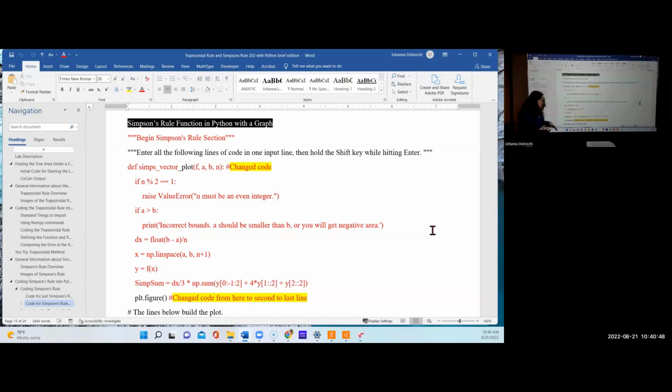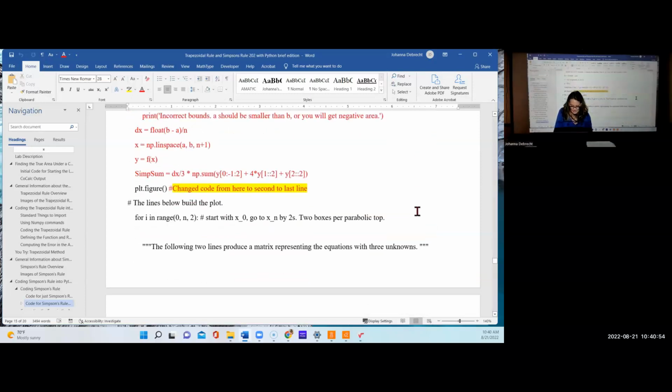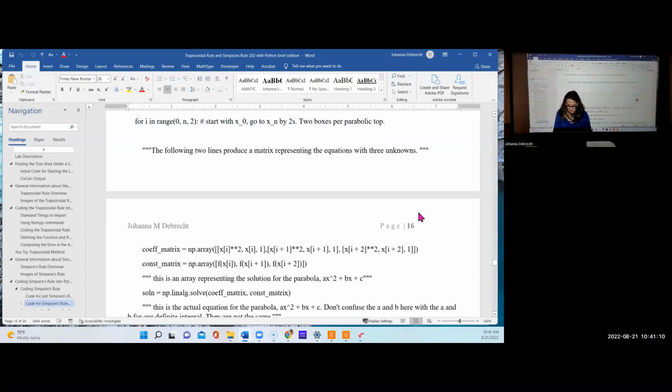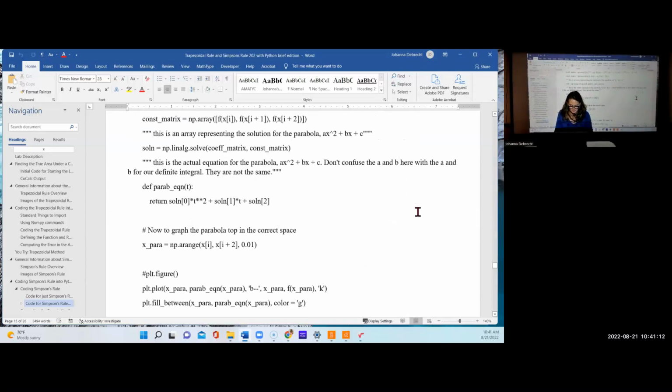Now we want to add in some code. So we want to plot a figure, and we've changed code from here to the second to the last line. The rest of this simply builds out the graph of Simpson's rule. I'm not going to go into great detail, but you can see from what we're doing here that basically we're plotting a series of points, and this is going to give us the solutions.